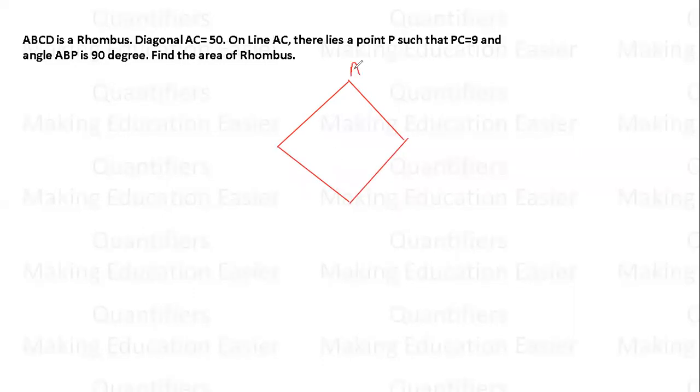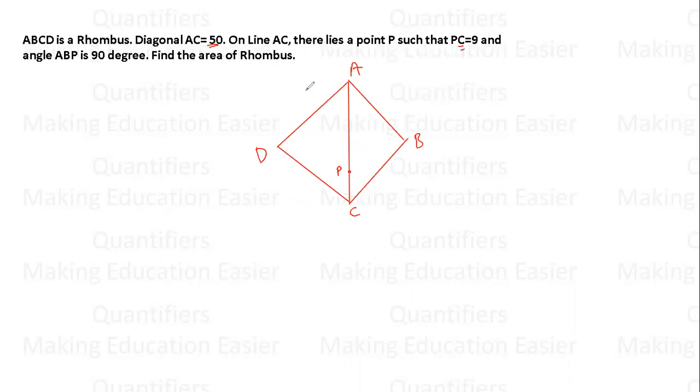So it is given that ABCD is a rhombus. And it is also given that there is a diagonal AC, whose length is 50, right? Diagonal AC is equal to 50. And on line AC, there lies a point P such that PC is equal to 9. So obviously P will be somewhere here. PC is equal to 9.